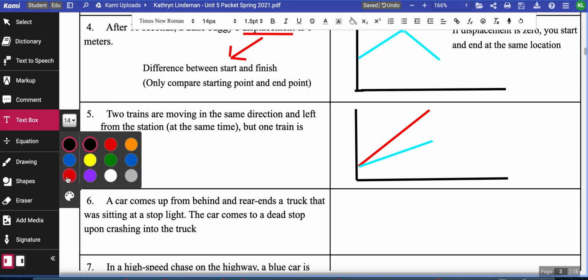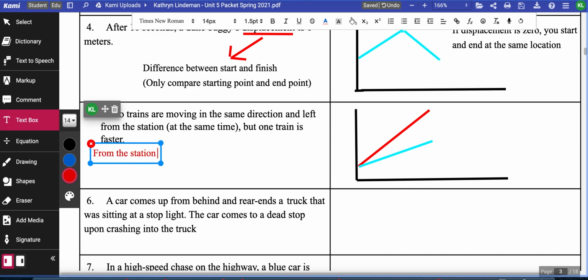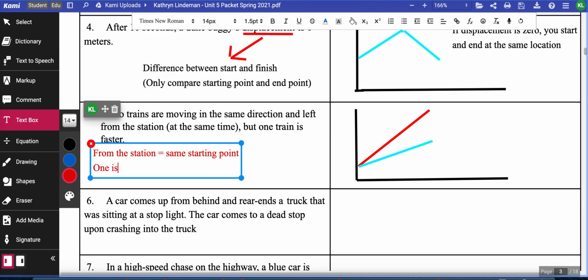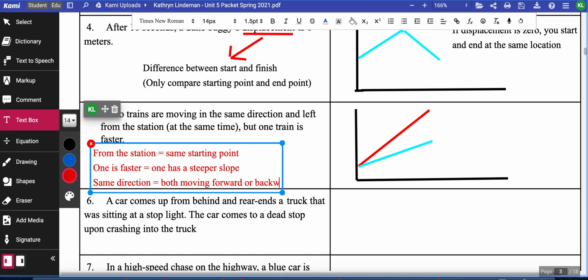Okay, so just some text in here to break down what's going on. From this station equals same starting point. One is faster equals one has a steeper slope. Same direction equals both moving forward or backward.